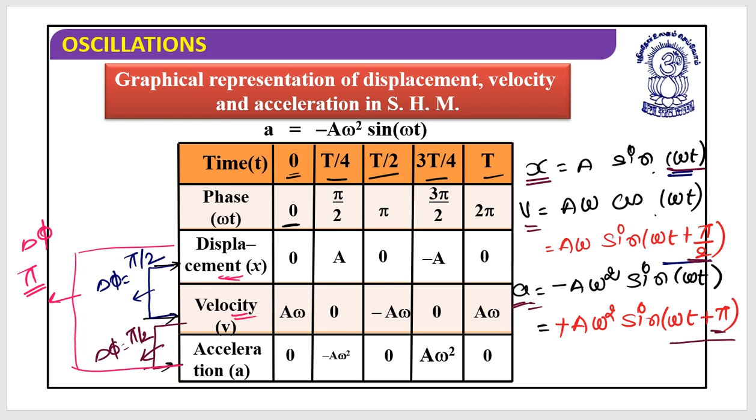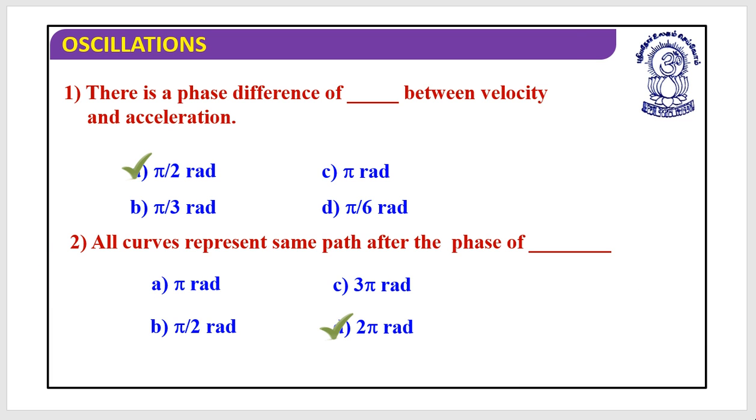Let's look at certain quick questions. The question is, there is a phase difference of blank between velocity and acceleration. Yes, velocity and acceleration have a pi by 2 difference. All curves represent the same path after a phase of 2 pi radian, because it's the time period of all the curves. I hope this is clear.